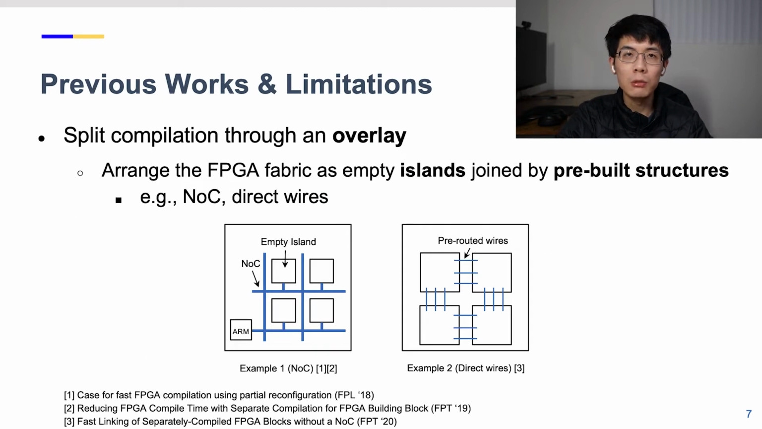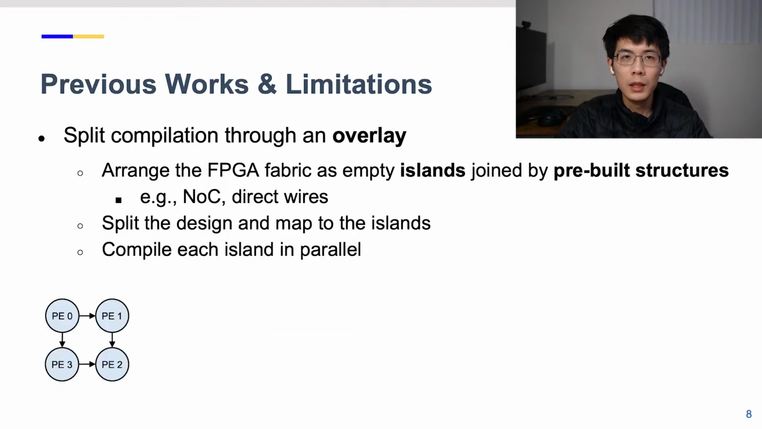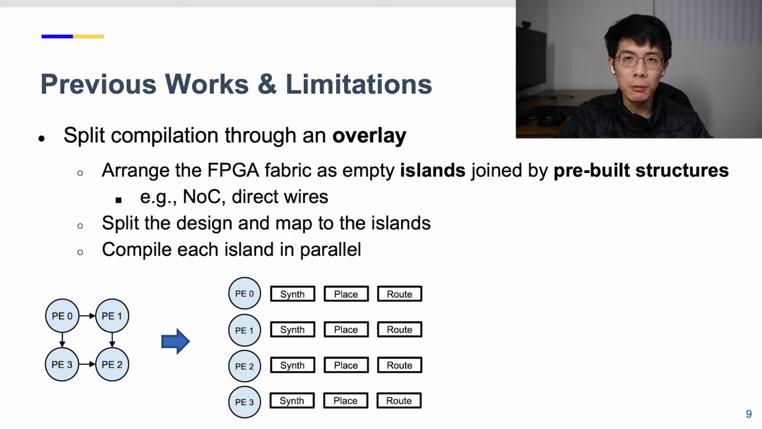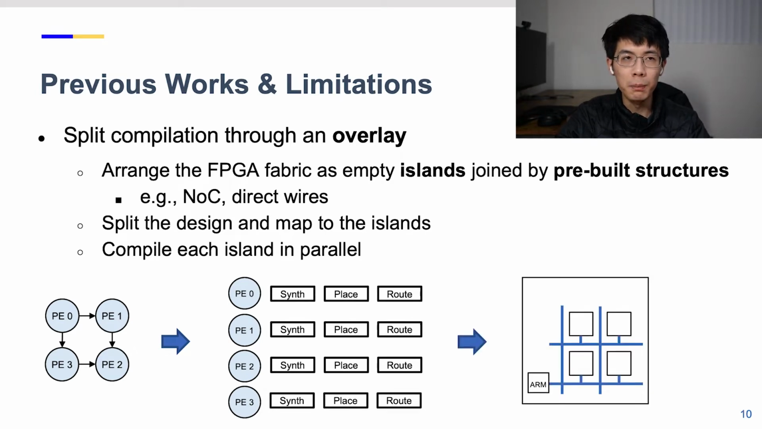Previous works on this direction rely on a pre-built overlay. They organize the FPGA fabric as a set of disjoint islands connected by some pre-implemented structures, such as network on chip or pre-routed wires. Then they can try to split the design to map to the islands. Since they are pre-built structures to completely isolate each island, all islands can be implemented in parallel.